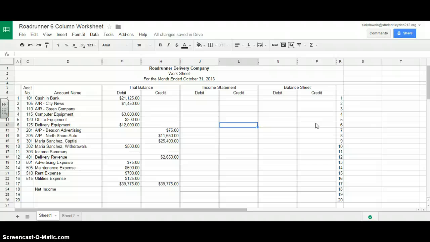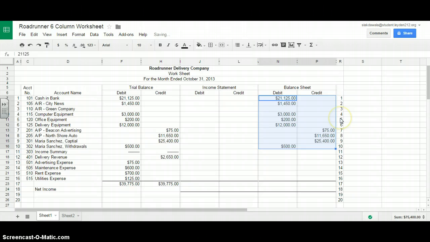Now this 6-column worksheet looks fairly complex. There's a lot of columns going on, but I'll tell you what, it's not really that complex. And here's why. Everything on the income statement is going to be revenue and expense, our temporary accounts. Everything on the balance sheet is going to include our permanent accounts. So literally, we can just copy and paste our permanent accounts, our assets, liabilities, and owner's equity, 1, 2, and 300 level accounts. We will copy those, and we are going to paste these into the balance sheet.